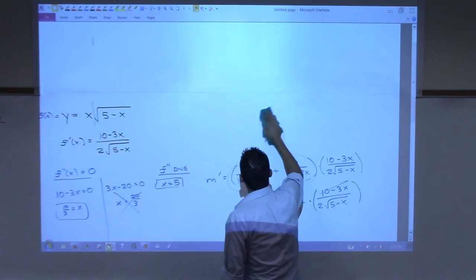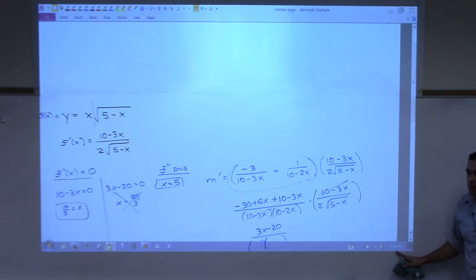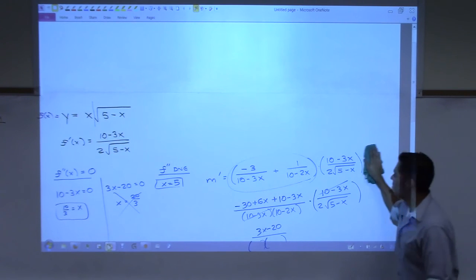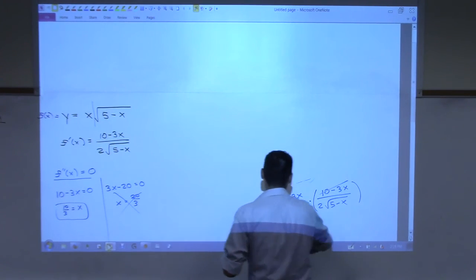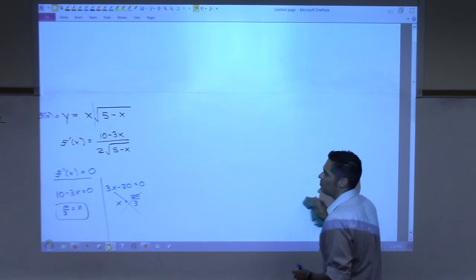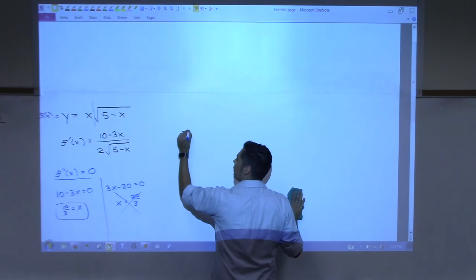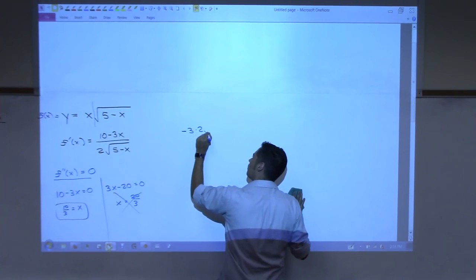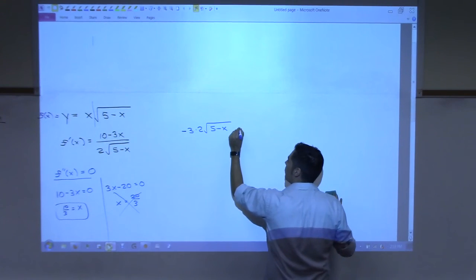Do we want to do it with the quotient rule just to see it, or are we happy? You want to see the quotient rule? Okay, let's see if we get the same results. I'm going to work pretty quick though. I'm doing quotient rule on this. Derivative of the top times the bottom minus derivative of the bottom.